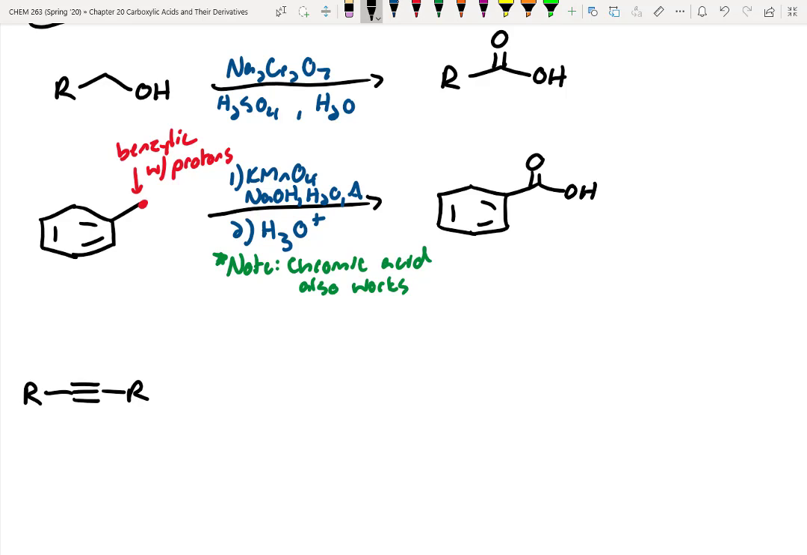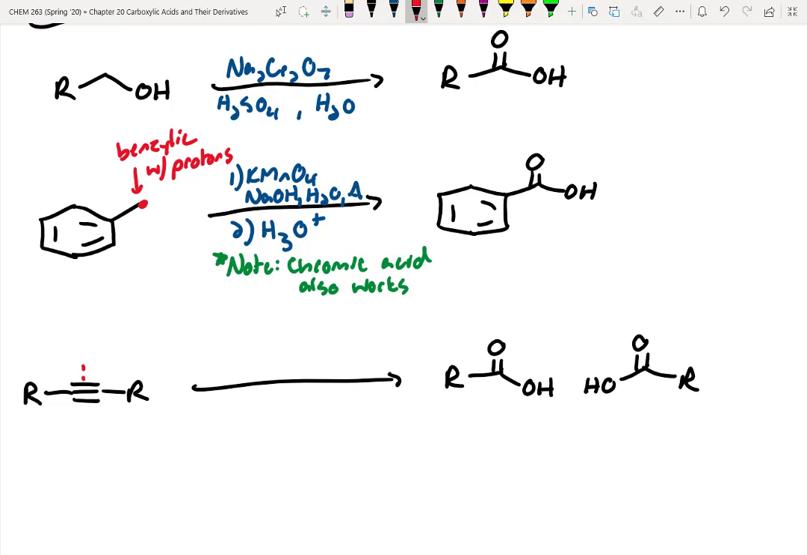carboxylic acids from alkynes. This was earlier on last term, and we said specifically if you do this, you're going to make 2 equivalents of a carboxylic acid, and that is because we're essentially going to be cleaving this triple bond in half, right? And to do this, all you need is ozone and water. It'll clip it apart. And it is important to remember that you'll generate 2 equivalents.